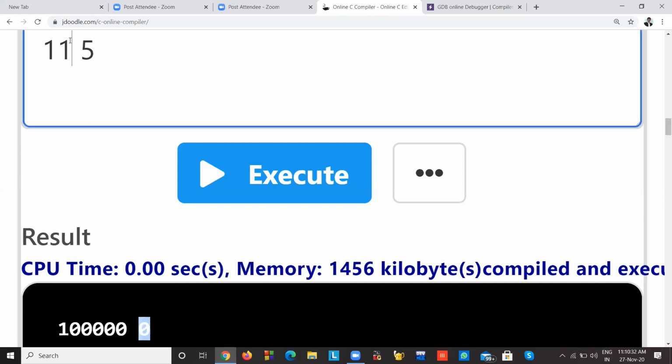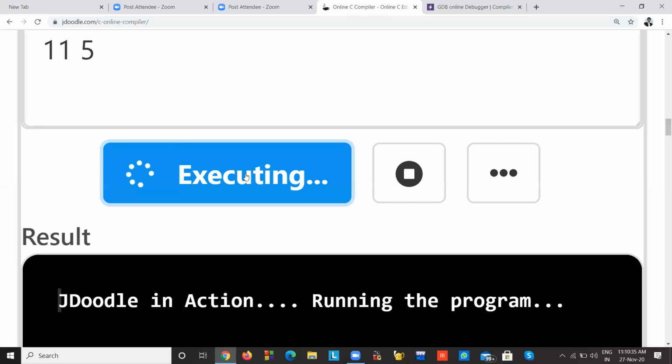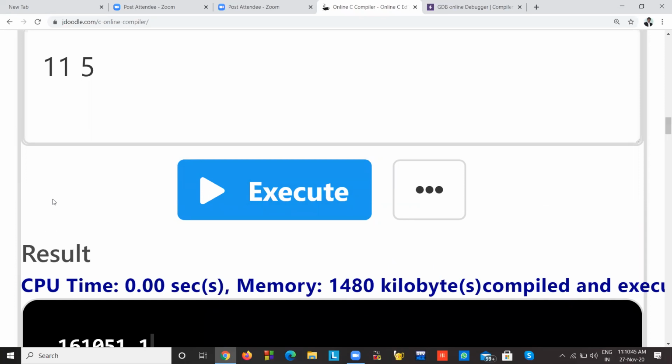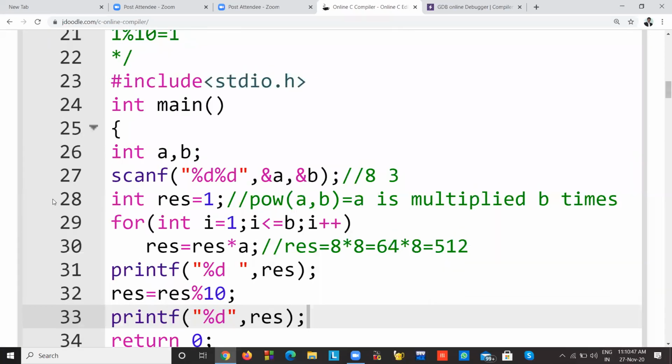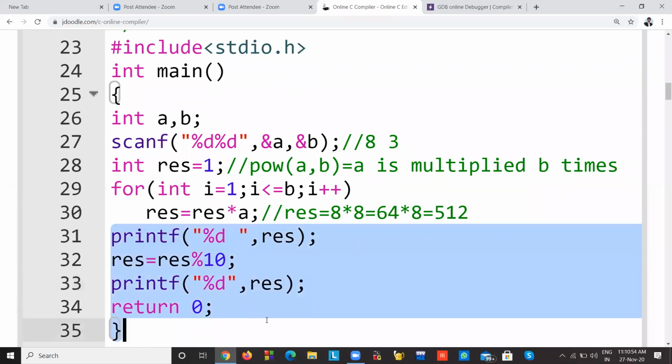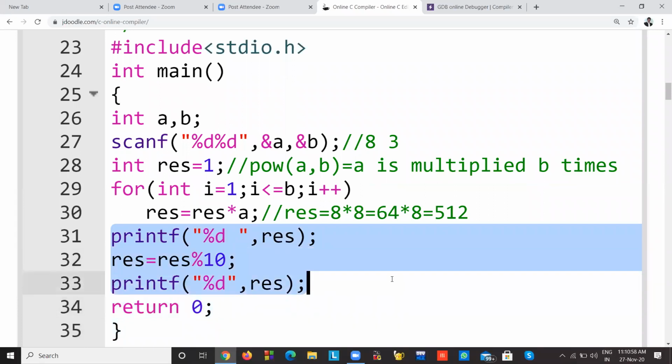Let me write 11 here. 11 power 5, how much is it? 1,61,051. And mod 10 is what? 1. Right? So I just wanted to maintain this in a single line. Can we do this in a single line? Can we do these 3 lines in a single line?